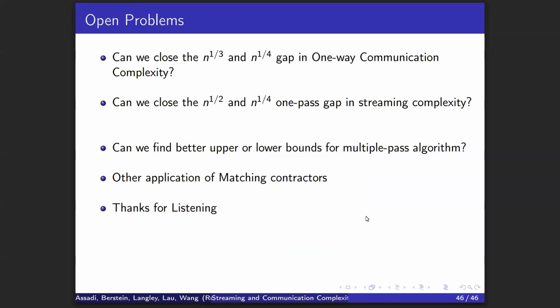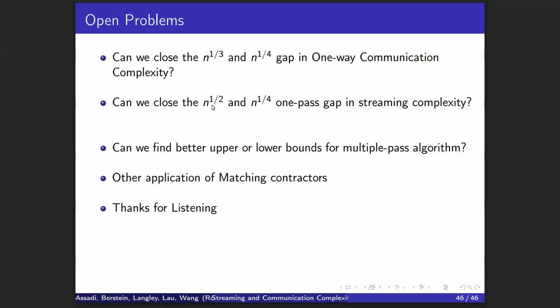Yeah, so that is all the things I want to talk about. And then for some open problems, the obvious one is, can we close the gap? In the one-way communication complexity setting, the optimum communication protocol has approximation factor 1/3, whereas our lower bound gives 1/4 minus little o(1). So can we get improved one-way communication protocols for this problem, which could come through a matching sparsifier, or a load balancing sparsifier?